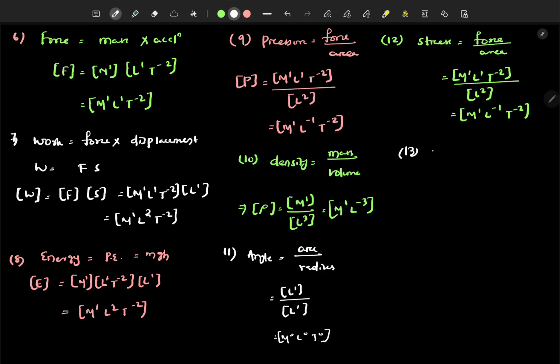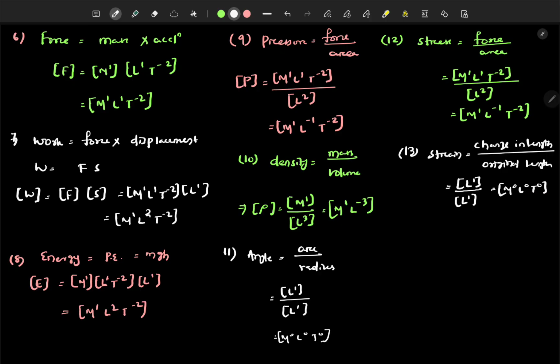Then 13 is strain. Strain formula is change in length by original length. Change in length, or you may write change in dimension by original dimension. In the numerator length is there, so its dimension is L1. In the denominator original length, that is one type of length, that is L1. So final answer M0 L0 T0.